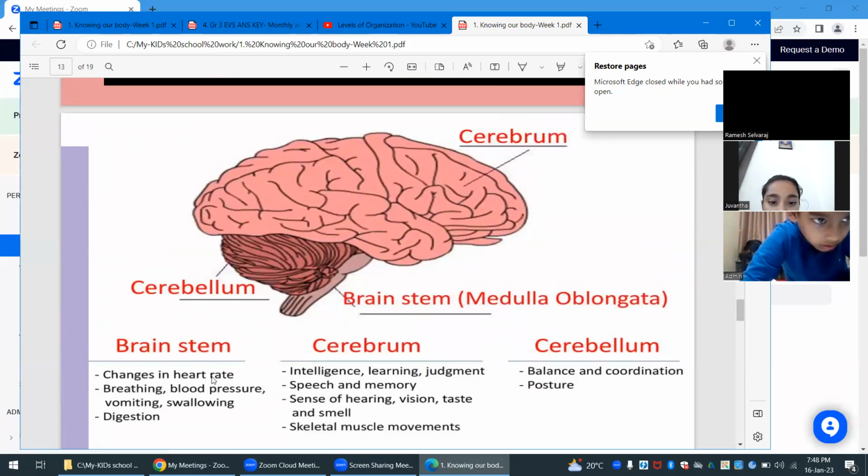You might have seen like a heart rate, right? Our heart rate, if you touch your heart, you can feel that heart rate, right? And also we are breathing, right? That breathing and all, it controls. If any damage to the brainstem, we cannot automatically breathe. Then we need to have external breathing system.